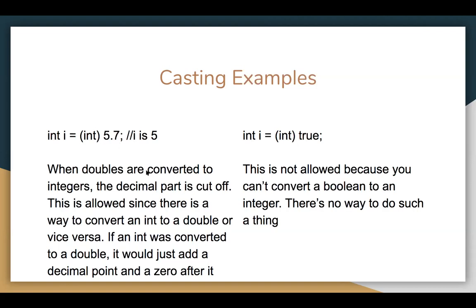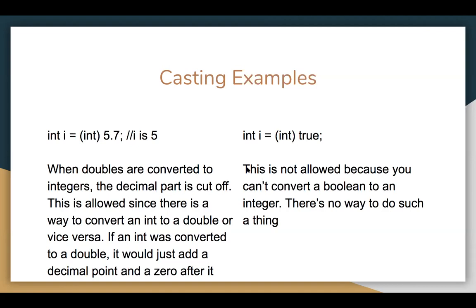So when doubles are converted to integers, the decimal part of the double is cut off. So it's not rounded up, it's just cut off. That's why it's 5 instead of 6, because it's basically just cutting this 0.7 off and throwing it away and then just leaving this 5 behind. So this is allowed since there is a way to convert an int to a double or vice versa. If an int was converted to a double, it would just add a decimal point and a 0 after it.